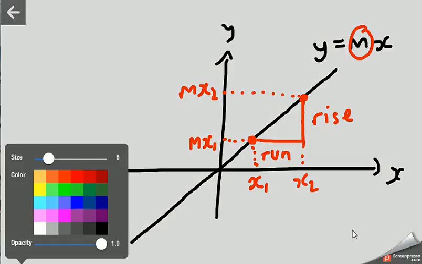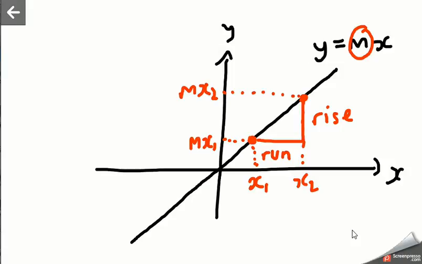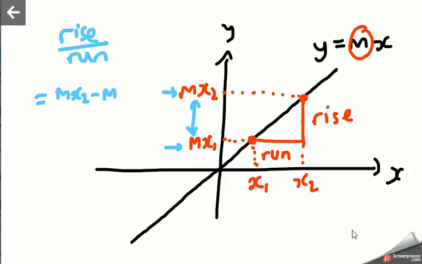Let me choose a different color. So rise divided by run. Well, how do we calculate the rise? The rise has got to be this distance here, which is going to be this point minus this point. So it's going to be mx2 minus mx1. And we're dividing that by the run, which is this distance here. So it's got to be x2 minus x1.